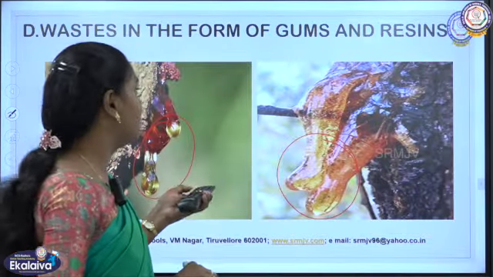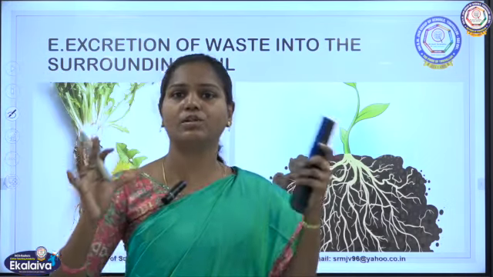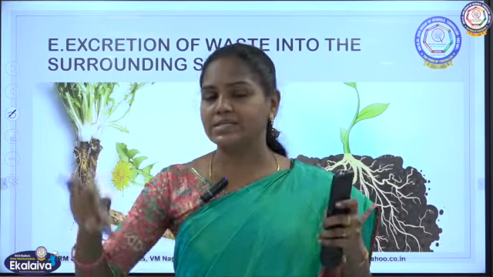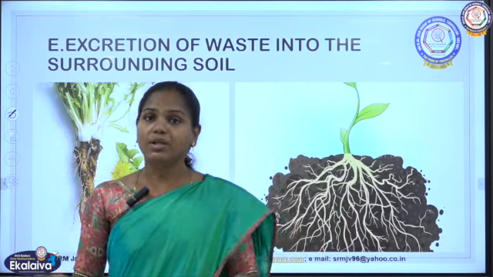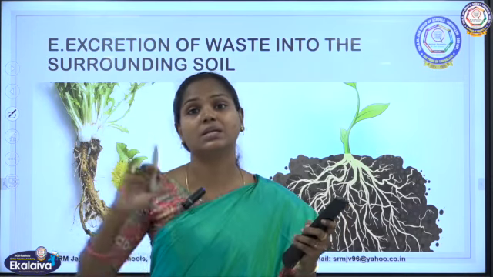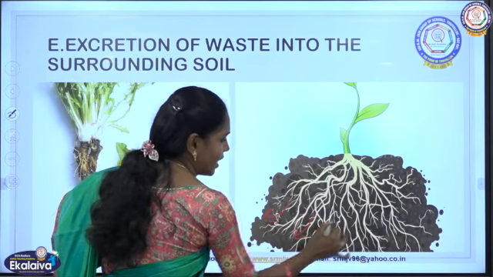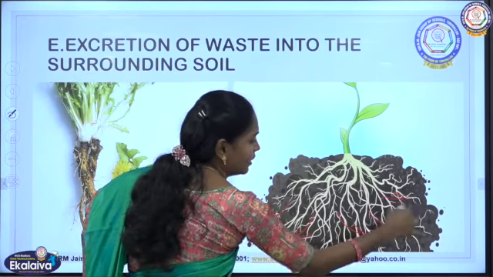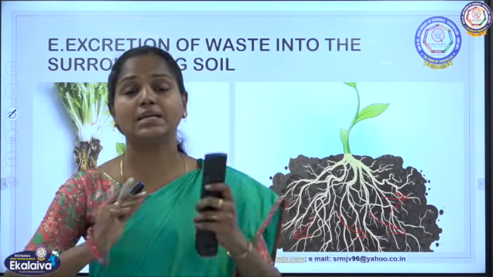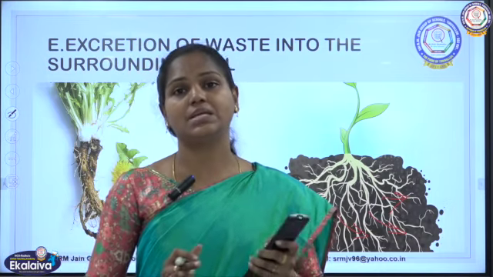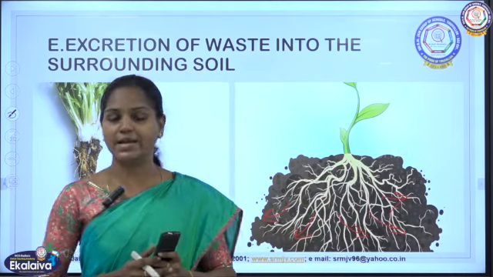In some other plants, the external parts have organs for excreting their waste. When some toxic waste is stored in the root surface, how do they excrete it out? They excrete it out into the surrounding soil simply by diffusion. So this is how the plants release their waste material, and this is about plant excretion.